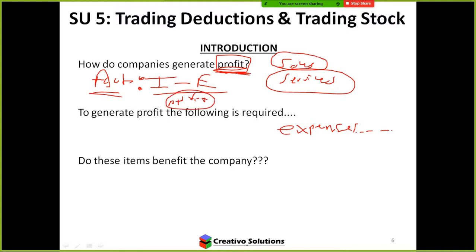When looking at tax, some of those expenses can be viewed as being deductible. Deductible meaning I can actually subtract that from my income. Because as we said, to generate profit, you're going to need certain expenses. You're going to have to pay for water, labor, electricity, rent, etc. Those are things that you're paying in order to generate or create the profits. So SARS isn't unreasonable. Do those items benefit the company?